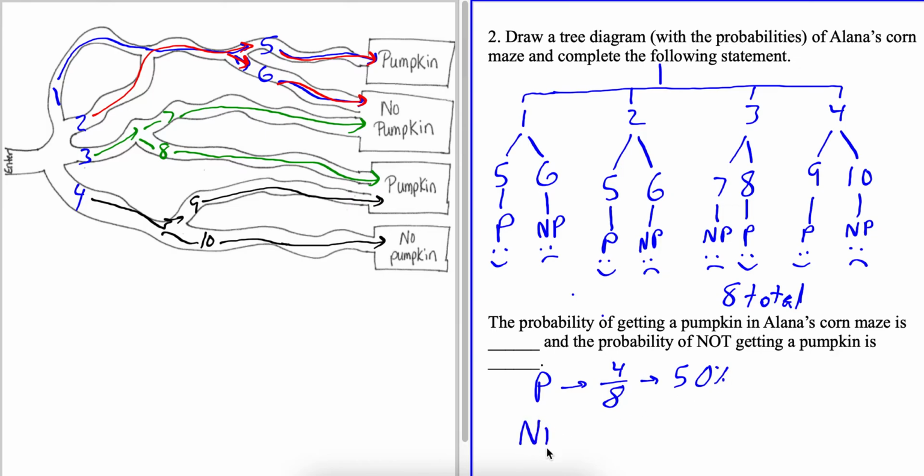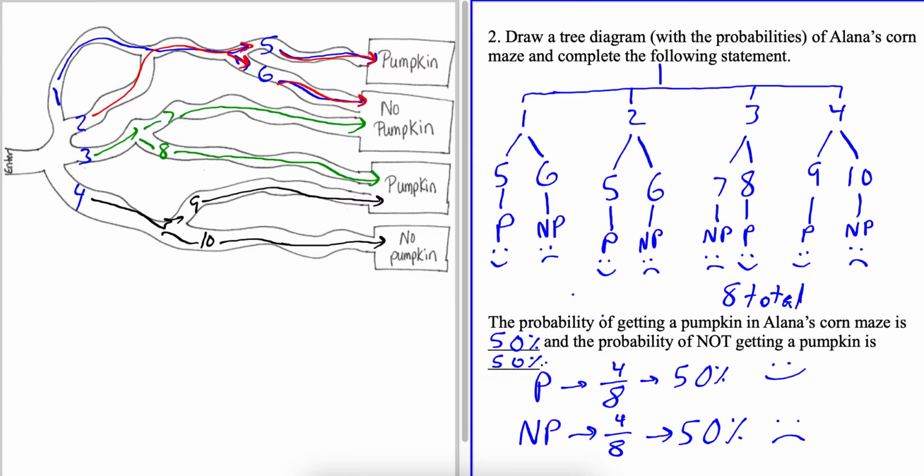No pumpkin. Count the NPs. 1, 2, 3, 4. That is 4 out of 8. And this should make sense because this is probability and it should add up to 100%. But in this situation, you have a 50% chance of getting a pumpkin, 50% chance of not getting a pumpkin. I guess you could say 50% chance of being happy and 50% chance of being sad.